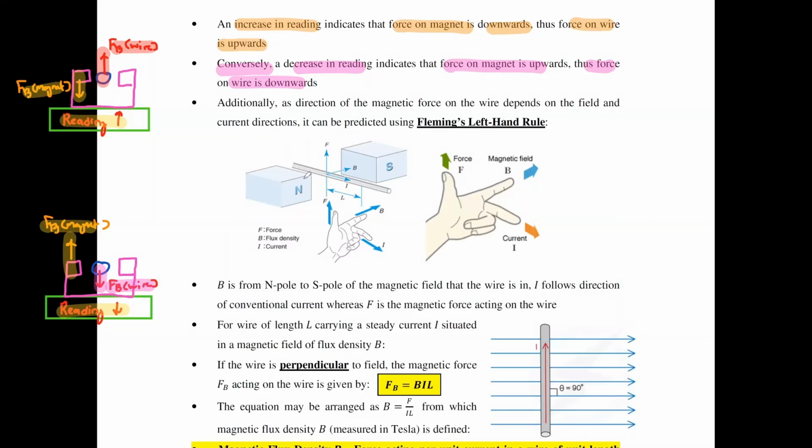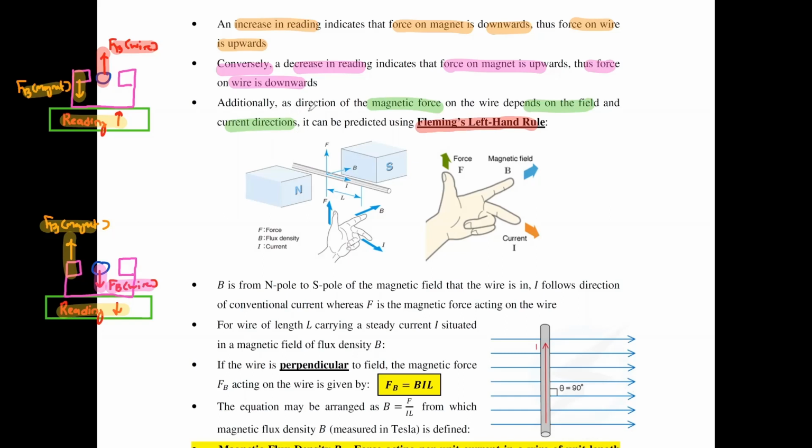But if you do not have any top pan balance reading to work with, is there another way in which you can predict the direction of the magnetic force? You can actually make use of Fleming's left-hand rule. Because the direction of the magnetic force depends on the direction of the magnetic field as well as current direction, all three of them are actually always perpendicular to each other.